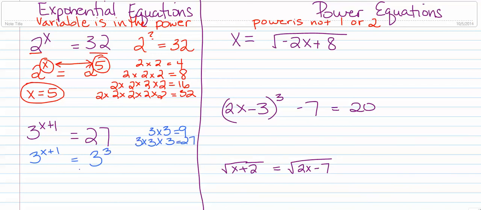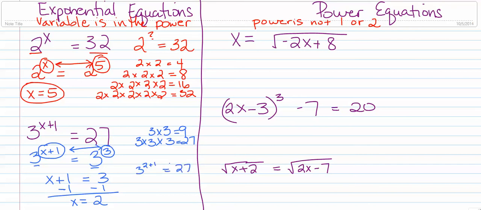Now that my bases are the same, I can compare apples to apples. In order for the left to equal the right, the exponents have to be equal. So x plus 1 has to equal 3 in order for the two sides of this equation to have an equal value. If I subtract 1, I'm going to get x equals 2. Let's see if that works. Does 3 to the 2 plus 1 power equal 27? Well, 3 to the third equals 27, so yes. And x equals 2 does work.